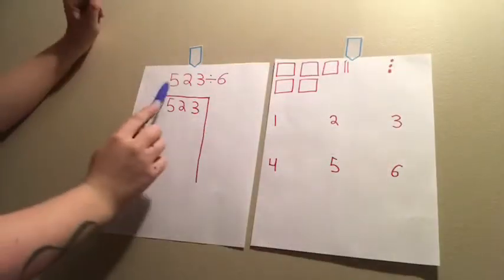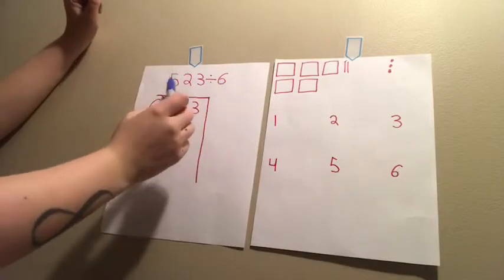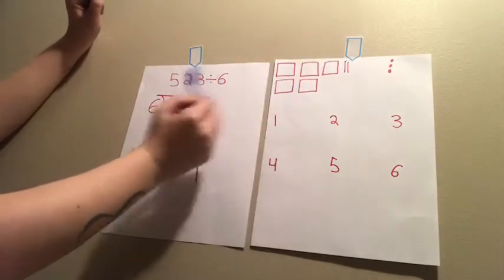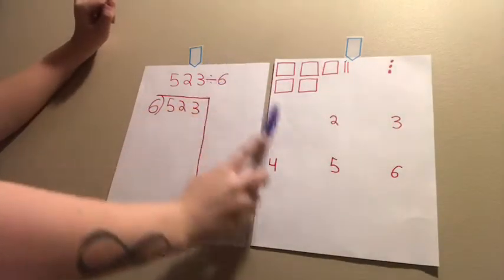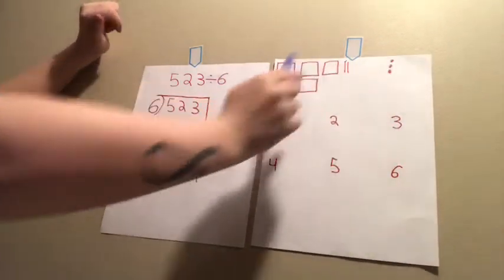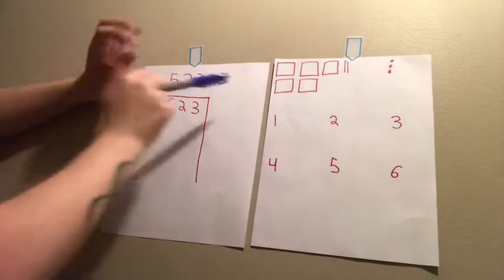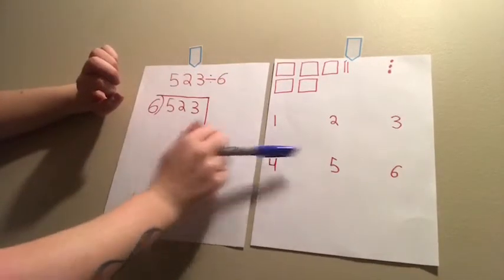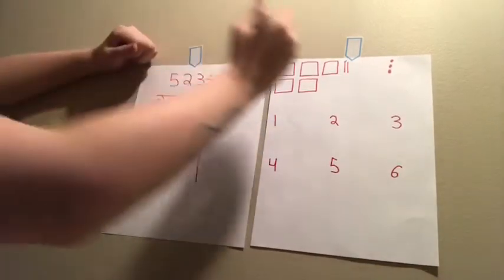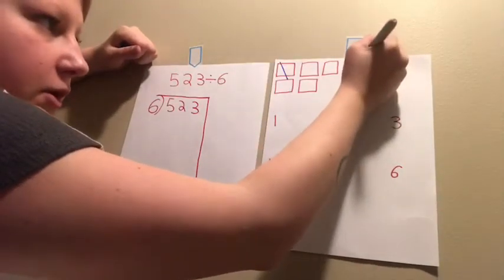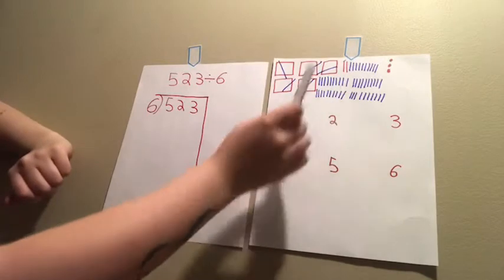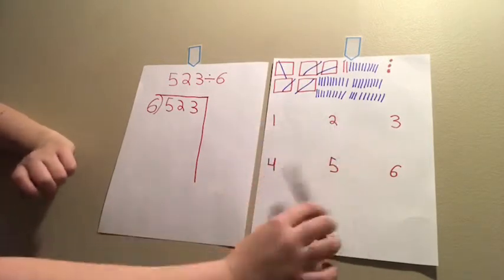For our question 523 divided by 6, we need 5 hundreds blocks, 2 tens blocks, 3 ones blocks, and 6 equal groups. So now we can start splitting up our blocks. But since we only have 5 hundreds and 6 groups, we need to break each hundreds block into 10 tens. Now we can split up our tens blocks into each equal group.